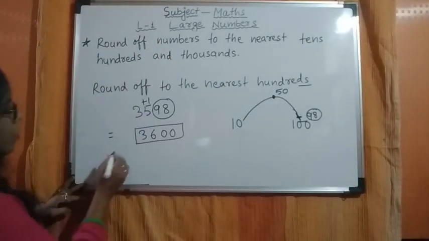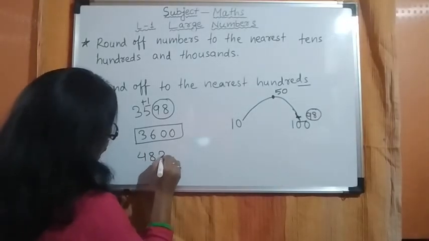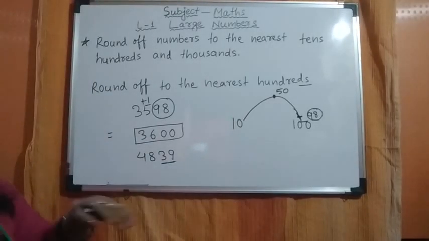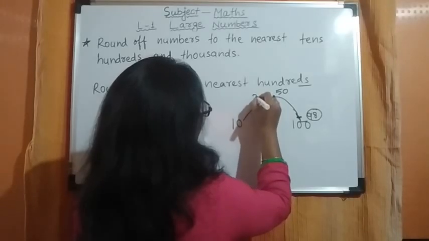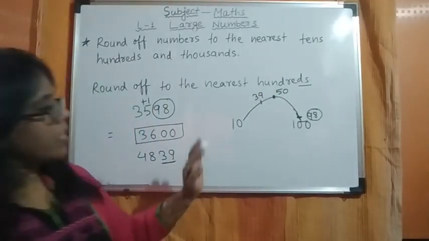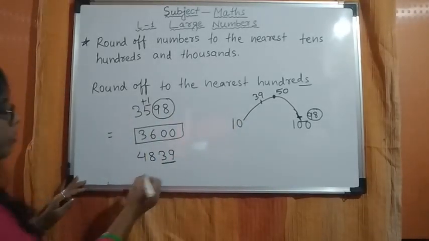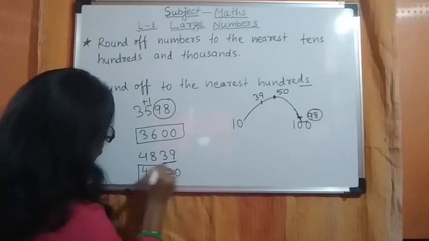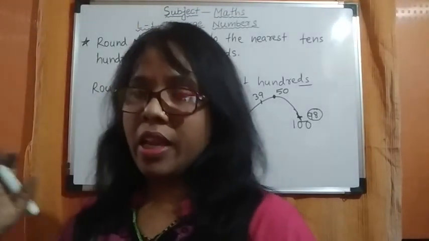Now we are taking one more example, 4839. Now see 39. Where 39 comes, it comes between 10 and 50. Somewhere here it will come. So it is not coming after 50. It is coming before 50. So it will be 0, 0 and the remaining numbers will be as it is. So after rounding off, it will be 4800.